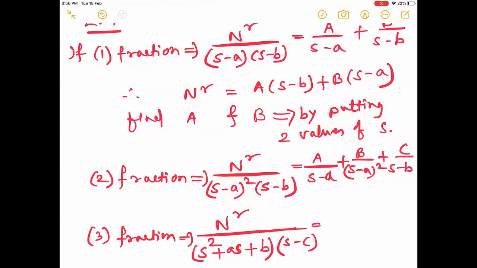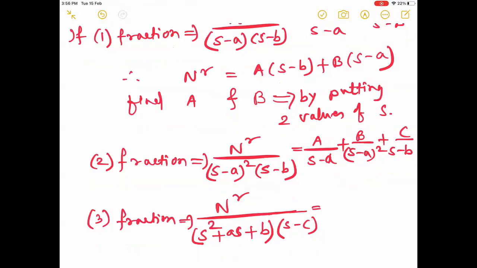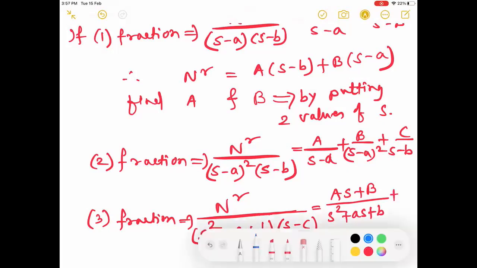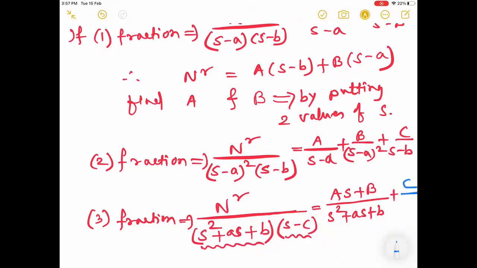And third procedure can be for the quadratic factor. So this is a quadratic factor and this is a linear factor. So we will be getting again the degree 3 in the denominator, where you can write the quadratic factor as As plus B as a numerator upon this quadratic factor s square plus as plus b, and one linear factor is s minus c, for which you can write down another constant, say capital C upon s minus c.